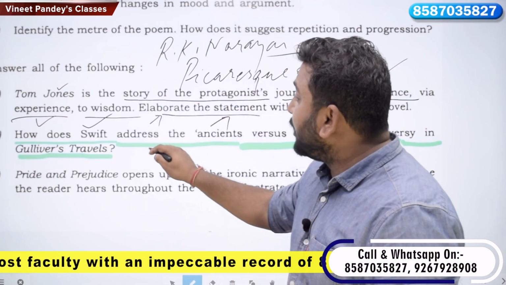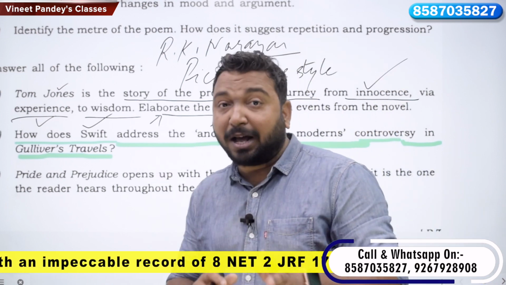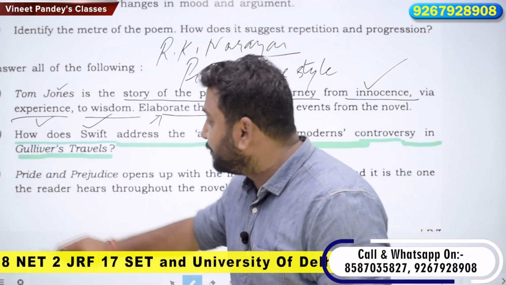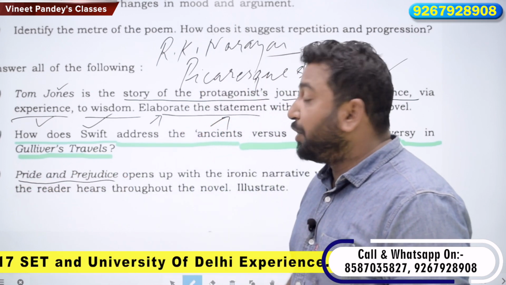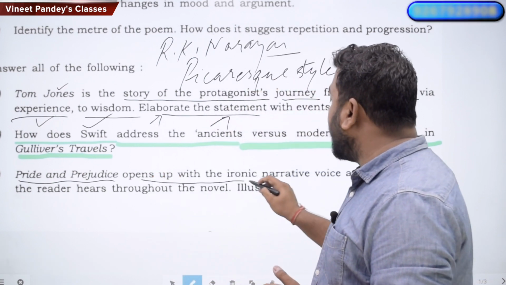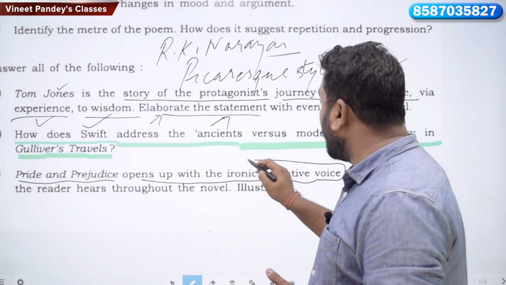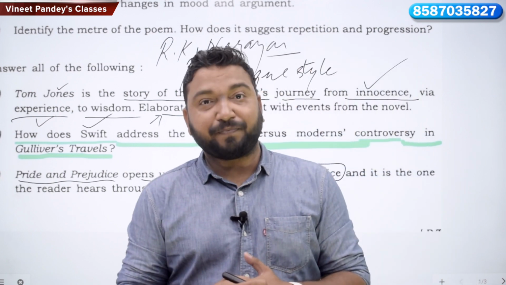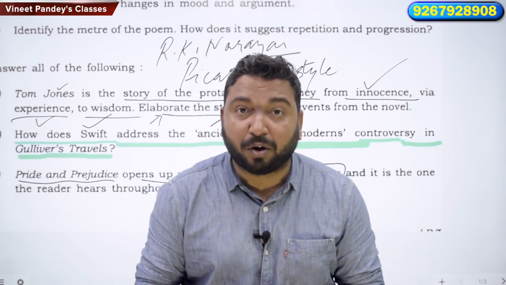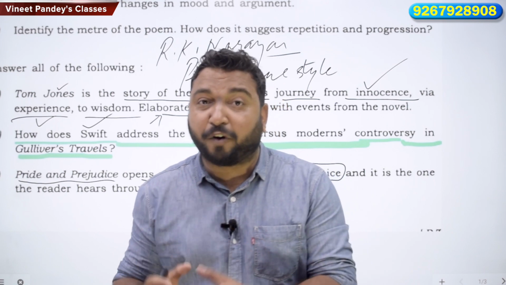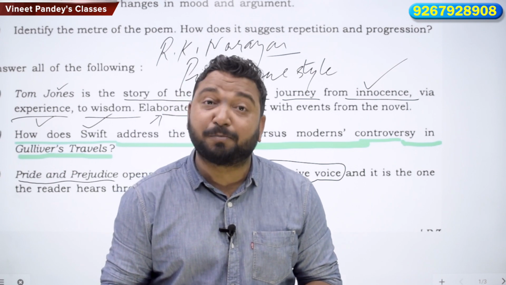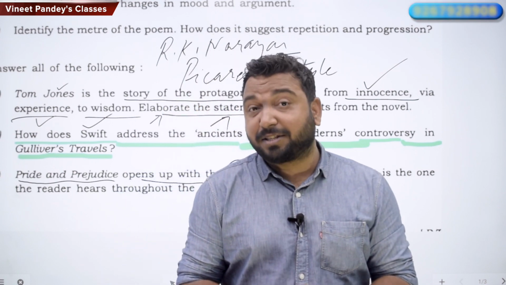Then the second one, I will come to the second question in the last because I have chosen this question for your homework. So we go for the second one, this one, Pride and Prejudice. We know this is written by Jane Austen and it opens with an ironic narrative voice. What are the lines there? It is a truth universally acknowledged that a man in possession of a good fortune must be in want of a wife. So Mrs. Bennet is talking to her husband, they have five daughters. She is concerned about the marriages.